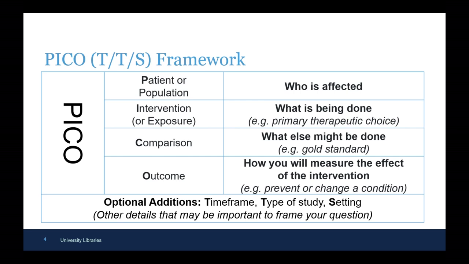You can also add on to the standard PICO framework. You can add a T for the time frame of interest, such as 6 months, a T for the types of studies that will best answer your question, such as a research clinical trial, or an S for the setting of interest, such as an outpatient clinic. If your initial search is too broad, these additions will help you more quickly find the most useful articles.